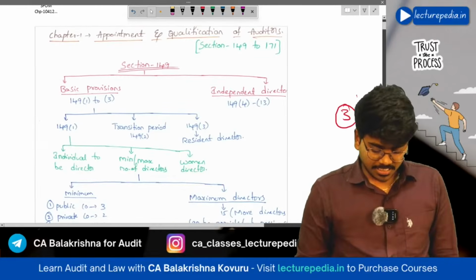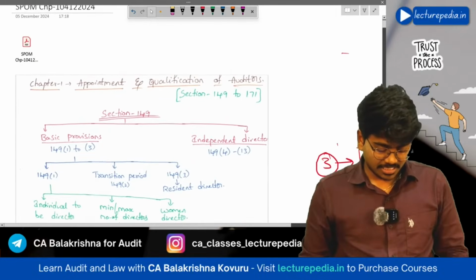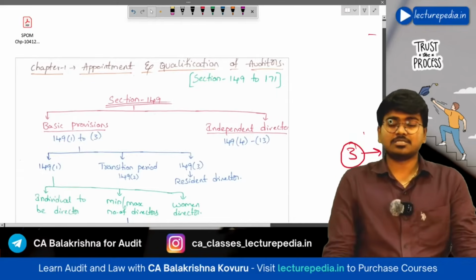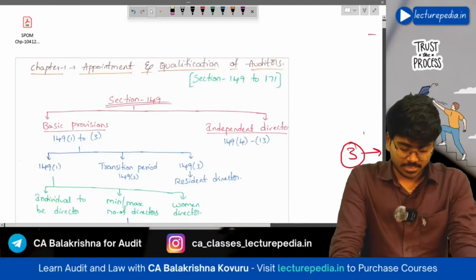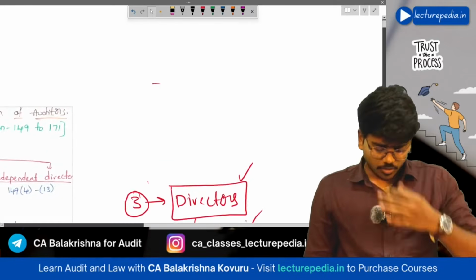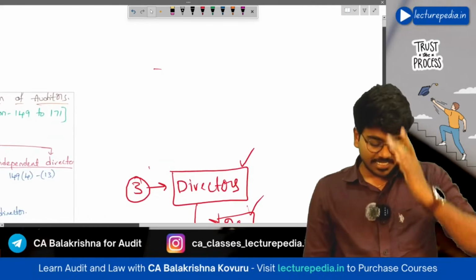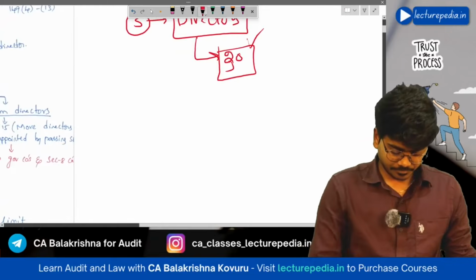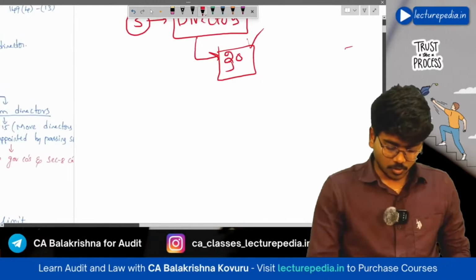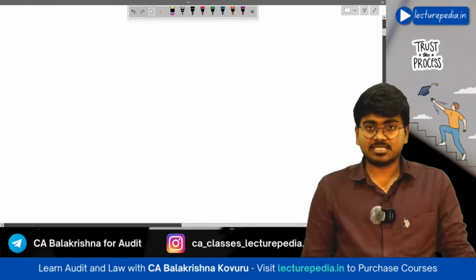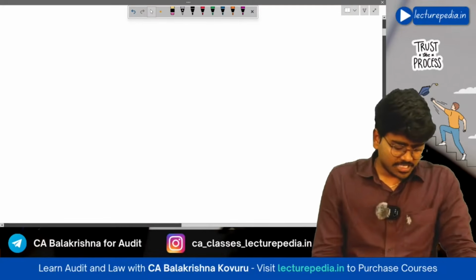So now here in this class we will be covering the first chapter related to the directors, which is appointment and qualification of directors. Before entering into the chapter, let me first of all give you a brief idea with respect to directors. So who is a director and why is a director necessary for a company?